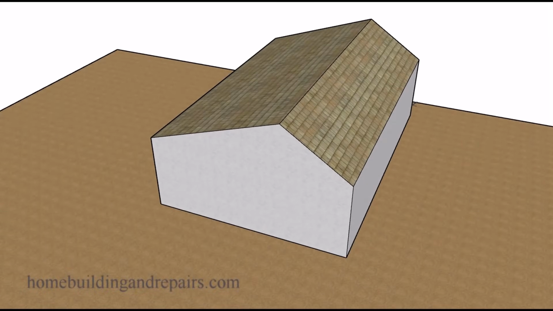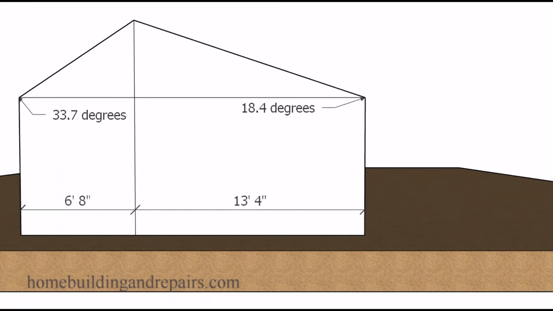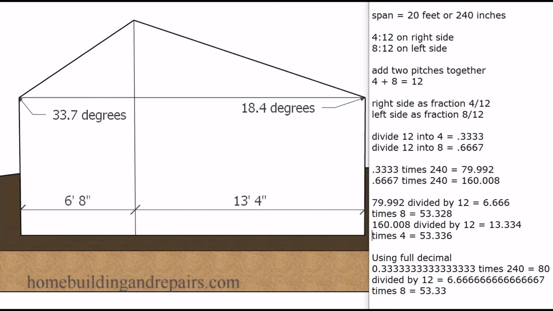So let's go ahead and get started with how to calculate the ridge location for offset pitches. This would be a house that would have two different roof pitches, one on each side. And the first thing you're going to need to do is to always convert the building's total width or span into inches before starting.